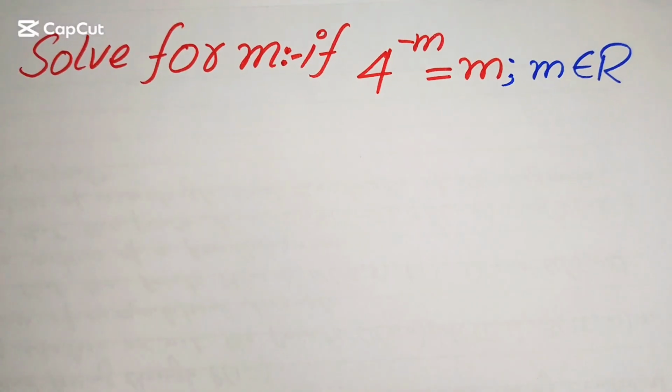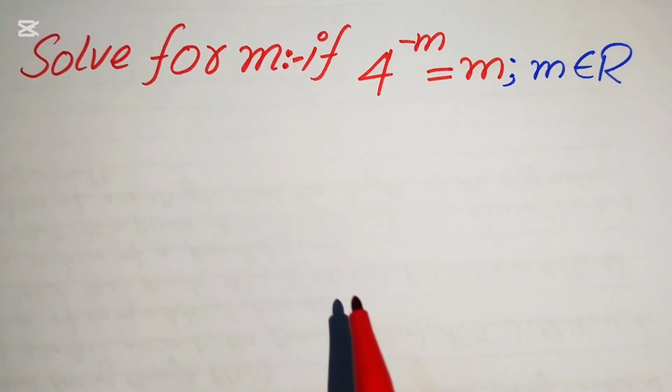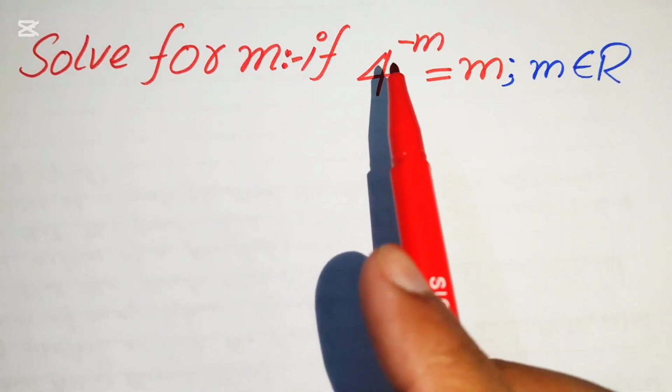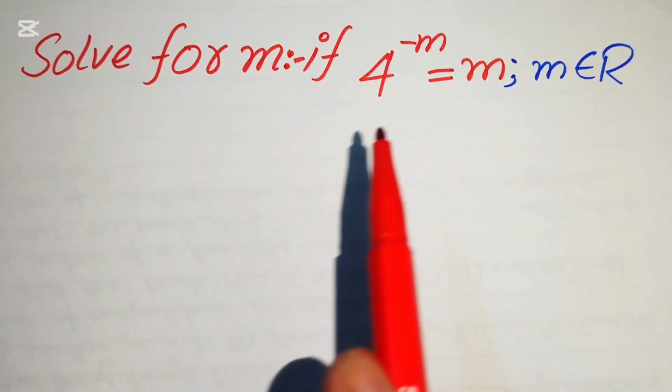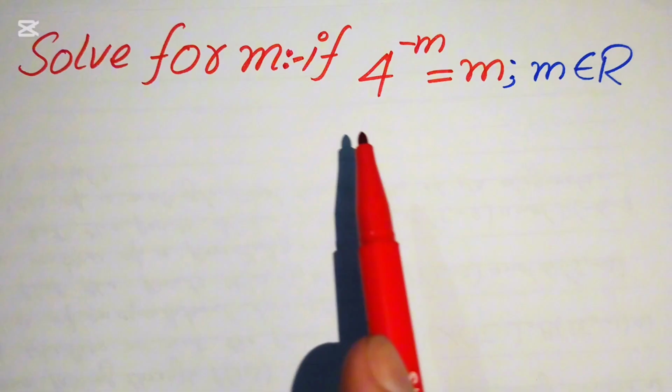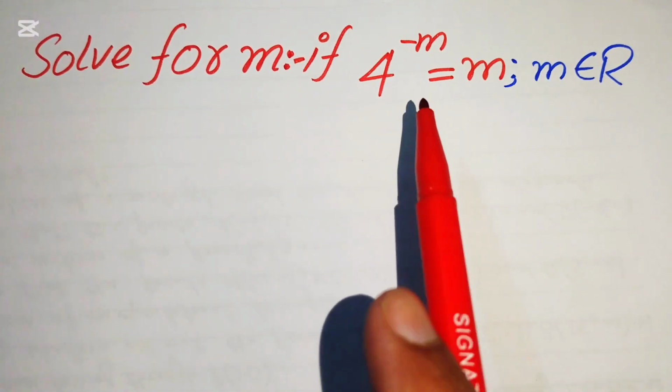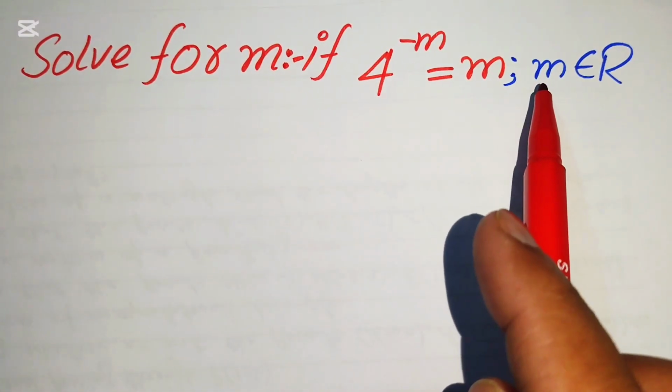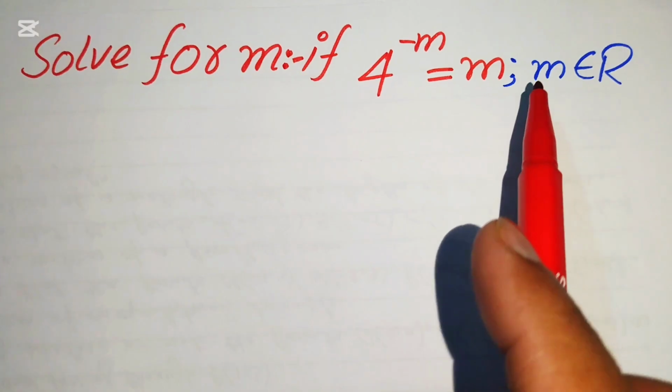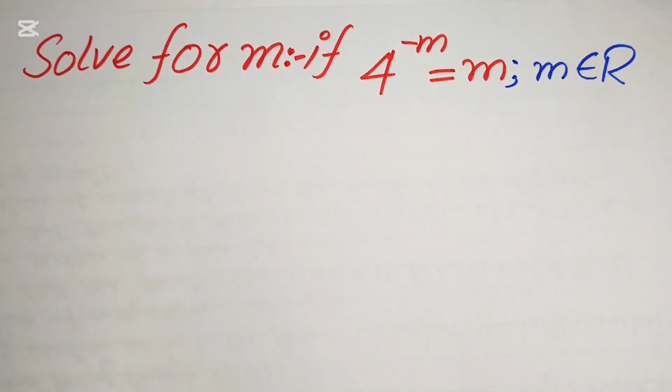Hello everyone, welcome to solve this nice math Olympiad exponential equation problem. Here we have 4 to the power of minus m equals m, and we solve this problem for the values of m. Remember one thing: here our m is a real number.